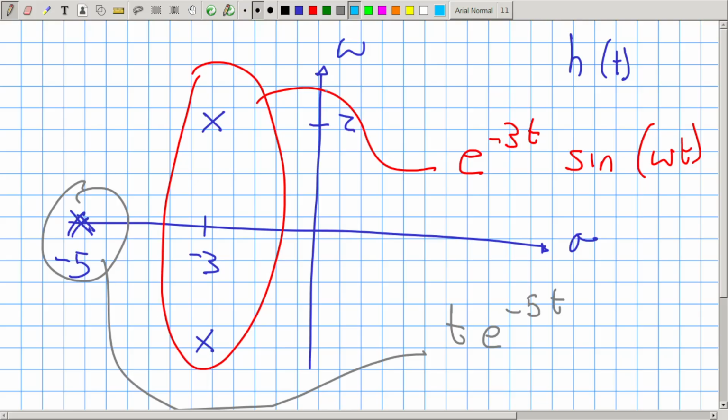Okay, people, look at me. This is what I get. I get like those two indicate a sine, exponential minus 3, sine 2t. This one is a double cross. That means t e minus 5t, because it's on the real line.